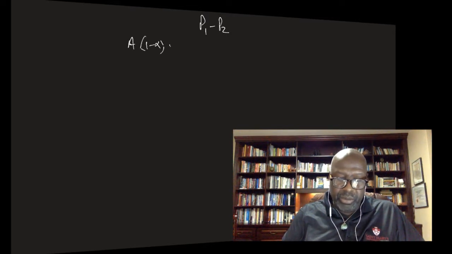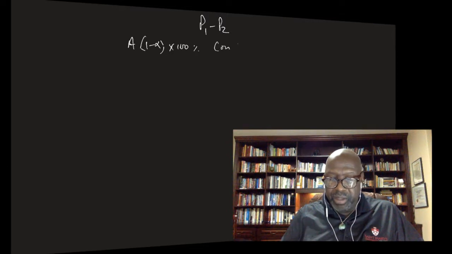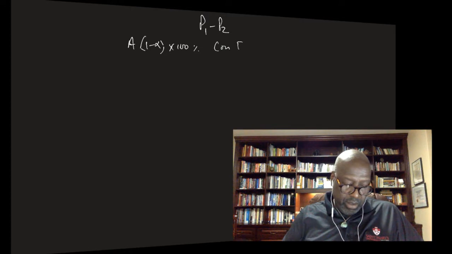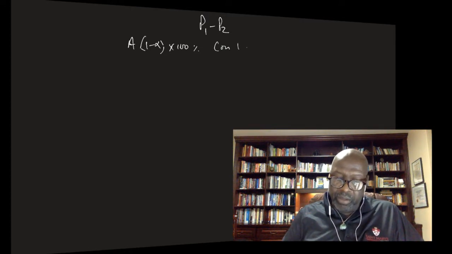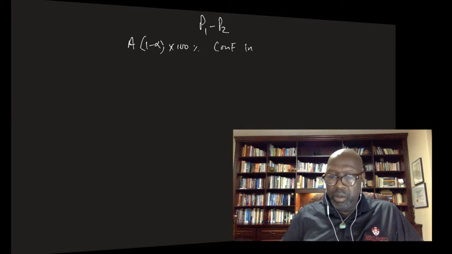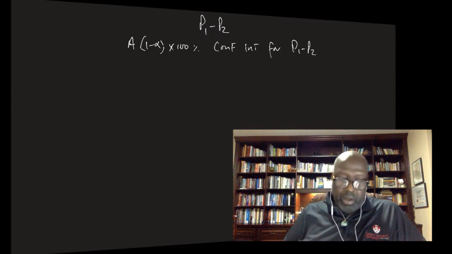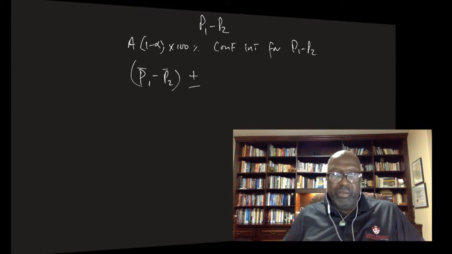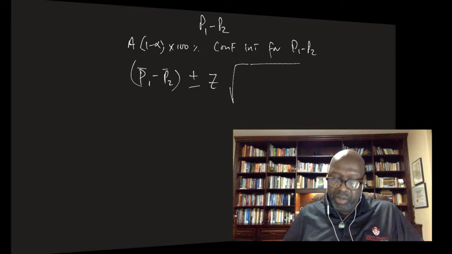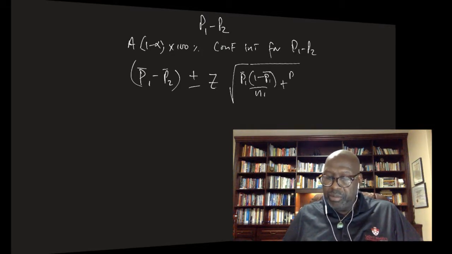And so if we want a confidence interval, a 1 minus alpha times 100% confidence interval for P1 minus P2 would be given by p bar 1 minus p bar 2, the sample point estimate, always remember that, plus or minus, and of course we always do the normal approximation to the binomial, so it would be z times the square root of p bar 1 times 1 minus p bar 1 over n1 plus p bar 2 times 1 minus p bar 2 over n2.